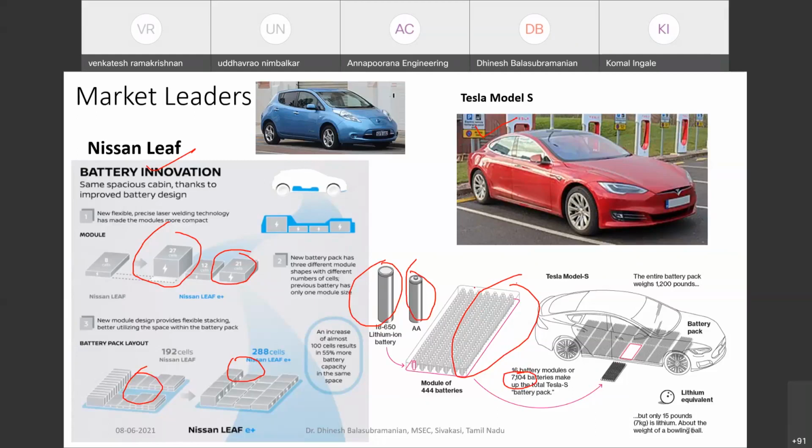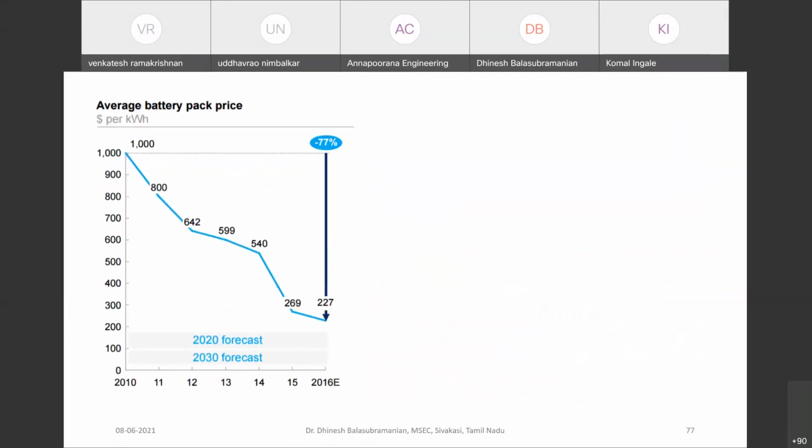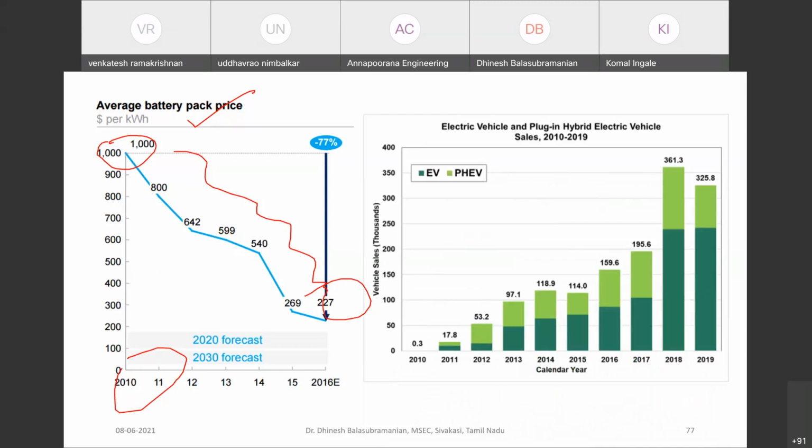And even now, Tesla has switched over from its overall battery pack size as a rectangular block to a cylindrical block like this. The average battery pack price was initially $1,000 in 2010, but it has stepped down from $1,000 to $224 in this current part of time of 2016 or as of now. And as years keep on increasing, you can just see this level will get further varied.